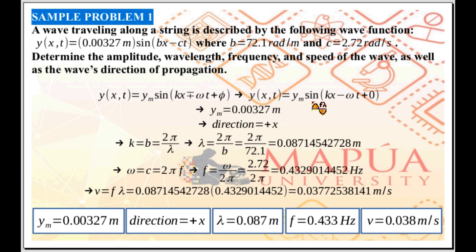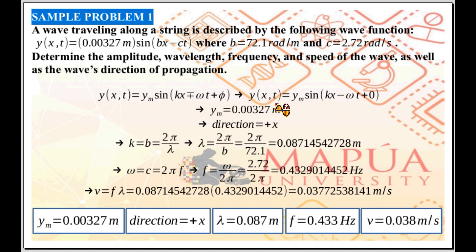ym is the one multiplied to the sine function. ym is the amplitude. In the given equation, the one multiplied to the sine function is 0.00327 meters, which means this is the amplitude of the wave. ym is equal to 0.00327 meters.